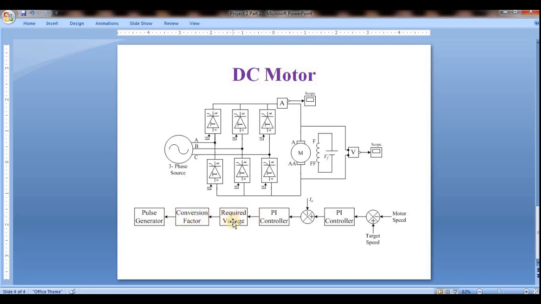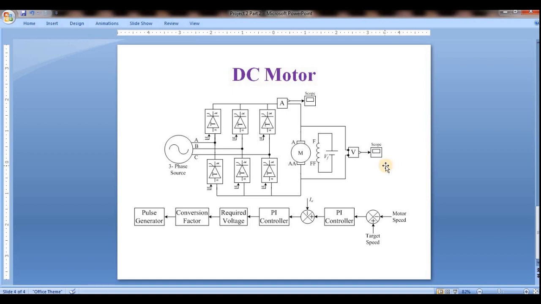So once I calculate the required voltage, I can convert it to how much alpha is required, because alpha is the firing angle and the armature voltage depends only on this alpha. So based on this alpha, I will generate the pulses. So this is basically the speed control of a DC motor. This we can use for many applications.